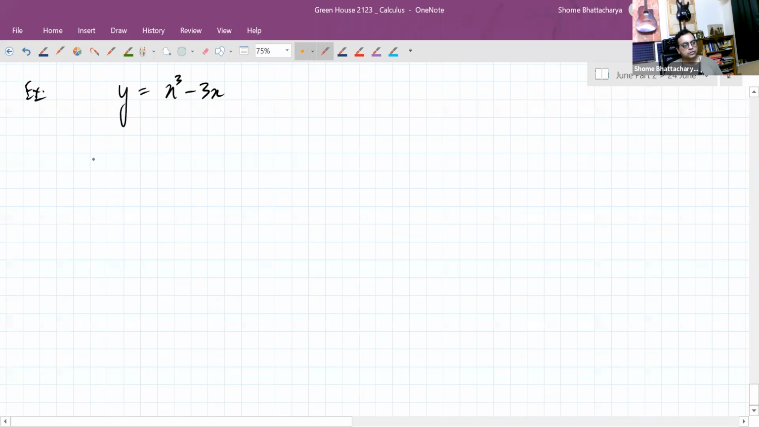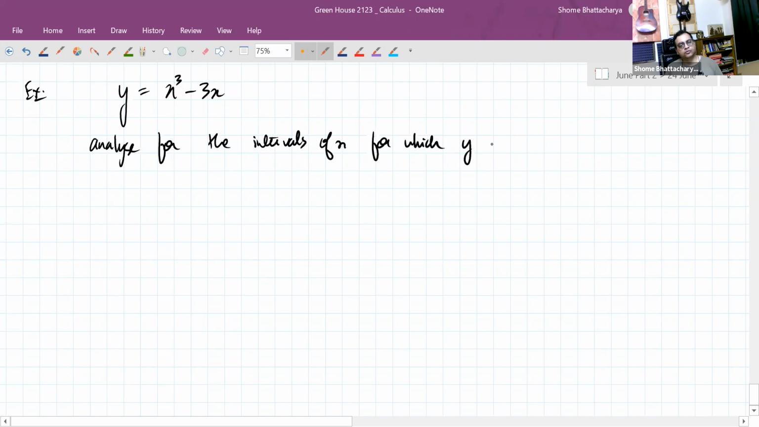And I want to analyze for the intervals of x for which y is increasing and decreasing. So the same process I have to repeat, but it's going to be a more interesting question to solve because the function is now a cubic function instead of a quadratic function. So a little bit more analysis will come in. So I want to do this, and I also want to plot an approximate graph.